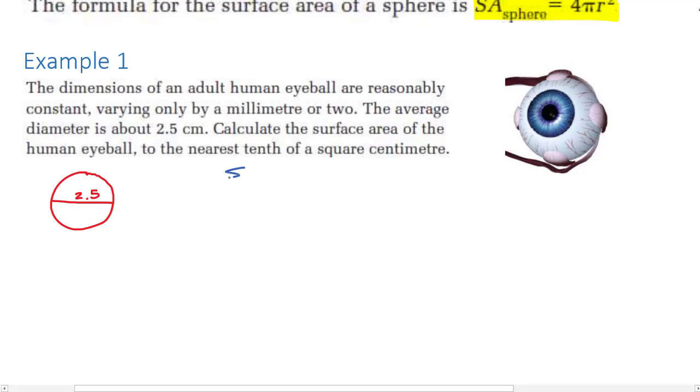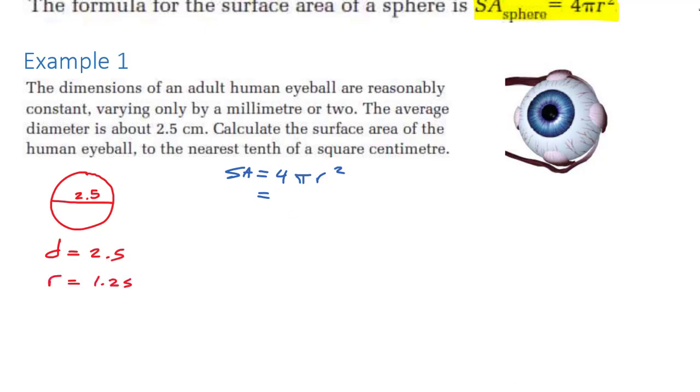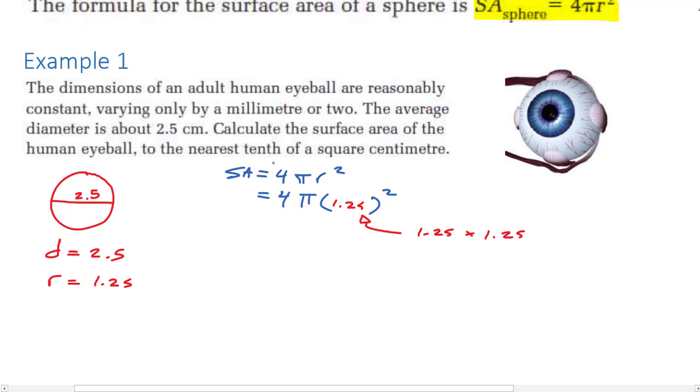Calculate the surface area. All right, so surface area is 4 times pi times the radius squared. So we want the radius. So remember, if our diameter is 2.5, our radius is half of that, and half of 2.5 is 1.25. So pretty quick calculation on this one, nothing really fancy. You just got to make sure you square the 1.25 first. So remember, that squared means 1.25 times 1.25, not 1.25 times 2.